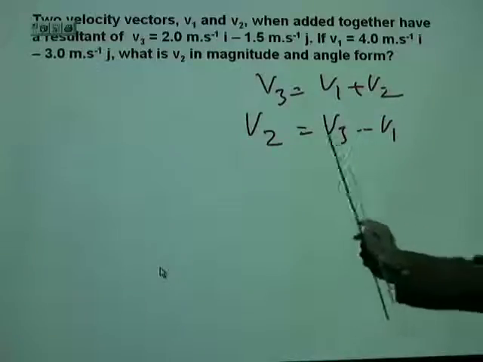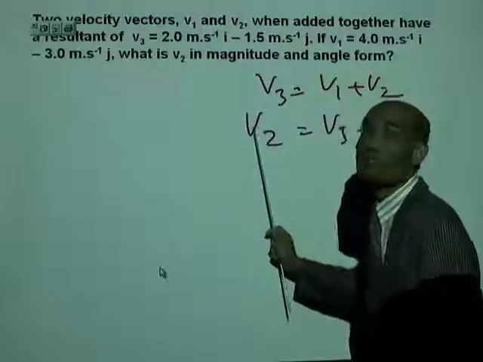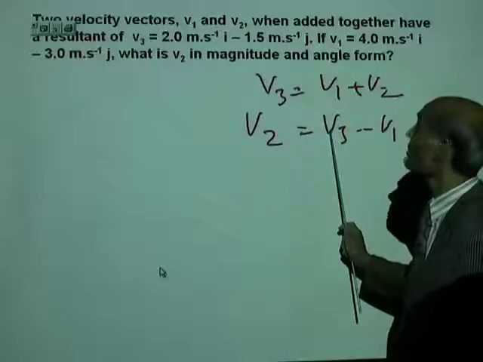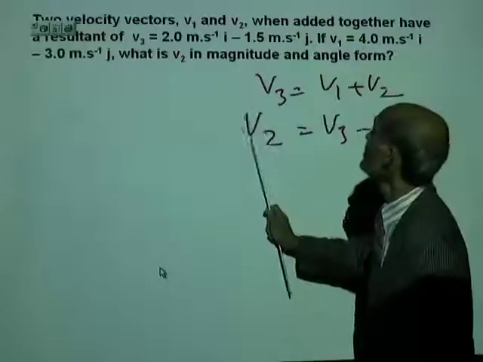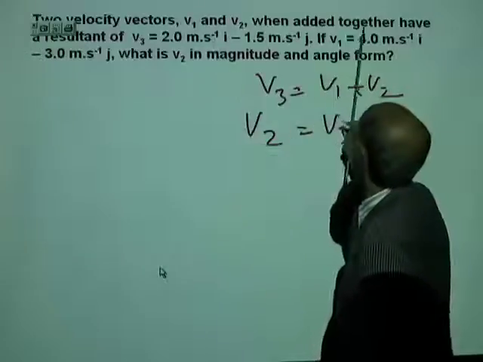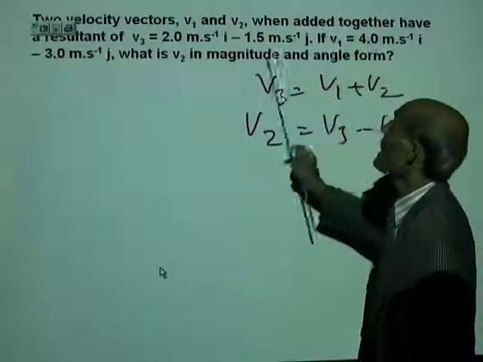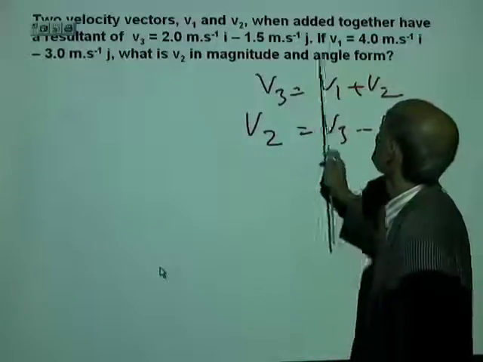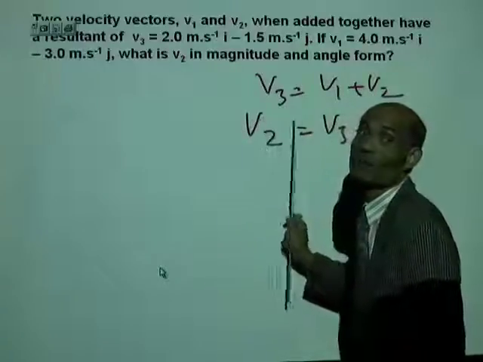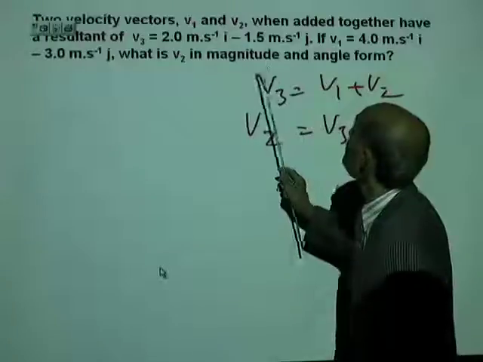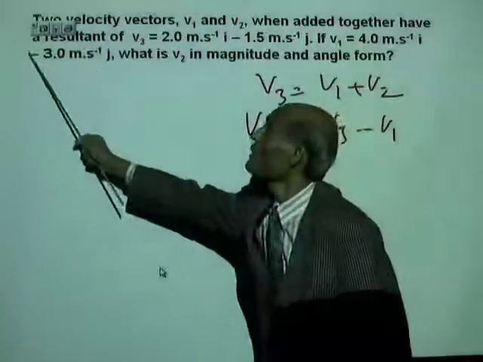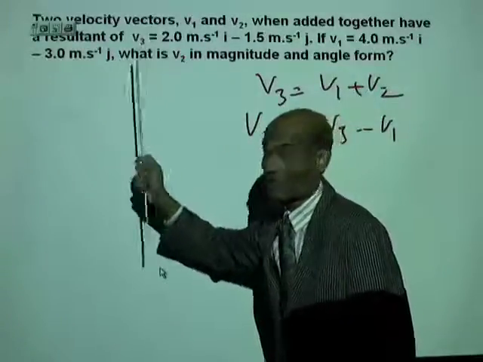That means you can obtain the x component of v2 by subtracting the x component of v1 from the x component of v3. In other words, the x component of v2 will be 2 meter per second i minus 4 meter per second i. This is the x component of v3. Subtract the x component of v1. That will give you the x component of v2. And the y component of v2 will be the y component of v3 minus the y component of v1. Alright, let's do that.